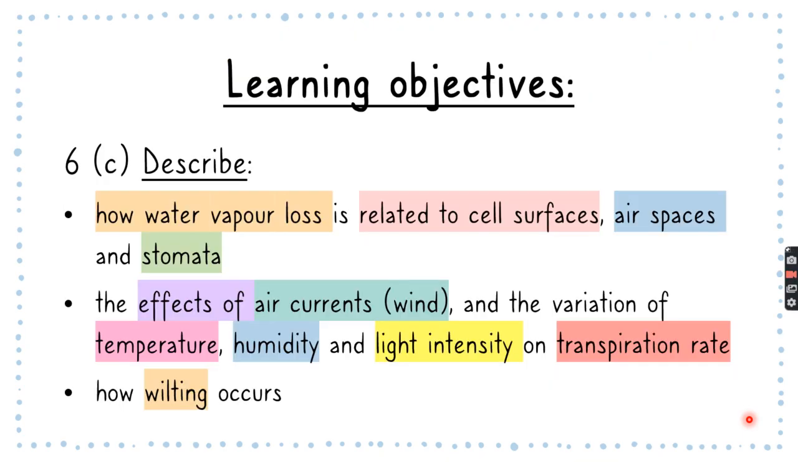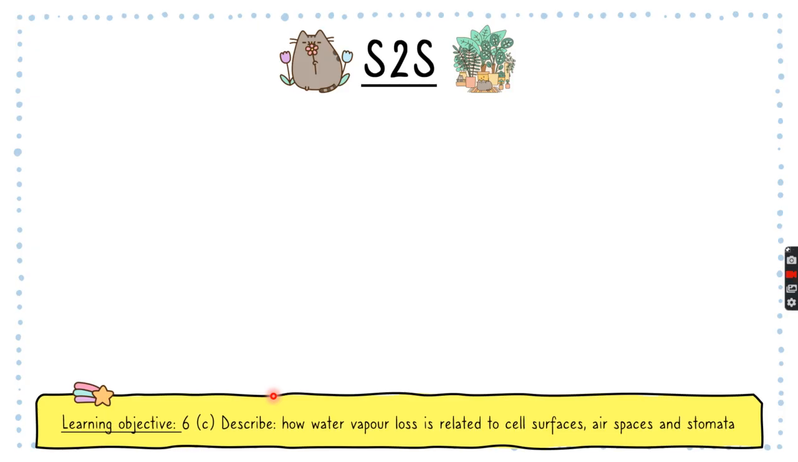So this is our future learning objective, but we are not going to cover any of it today because if you have a look at the learning objective, especially here, the stomata is involved in this learning objective. And even this learning objective over here, effects of air temperature, humidity, light intensity, and transpiration rate, these all are actually affected by the stomata. And even wilting has something to do with the stomata pores being open or closed.